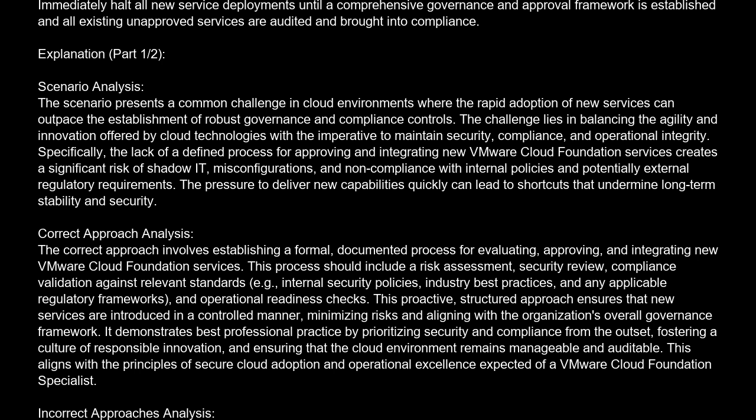This proactive, structured approach ensures that new services are introduced in a controlled manner, minimizing risks and aligning with the organization's overall governance framework. It demonstrates best professional practice by prioritizing security and compliance from the outset, fostering a culture of responsible innovation, and ensuring that the cloud environment remains manageable and auditable. This aligns with the principles of secure cloud adoption and operational excellence expected of a VMware Cloud Foundation specialist. Incorrect approaches analysis. Implementing new services without a formal review process is a direct violation of sound governance principles.